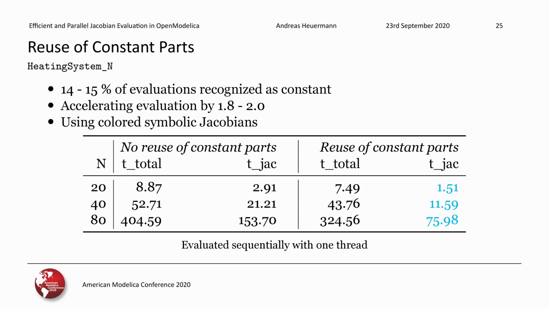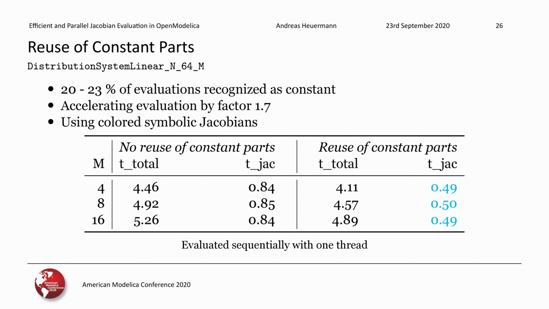On the left part of the table you see evaluation time without the reuse of constant parts, and on the right side with the reuse of constant parts. The speedup we gained is around a factor of 1.8 to 2.0. For distribution system linear n, 64n, even more equations are recognized as constant regarding the seed vector. But because the Jacobian evaluation has a smaller portion of the total simulation time, we only get a speedup by a factor of around 1.7.